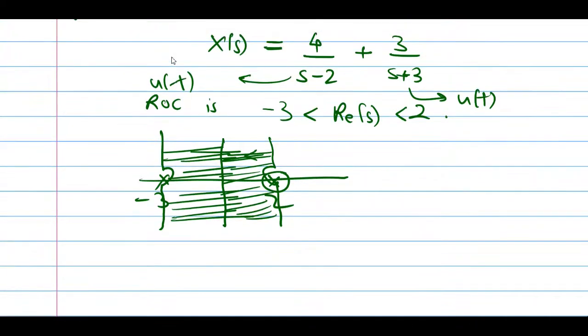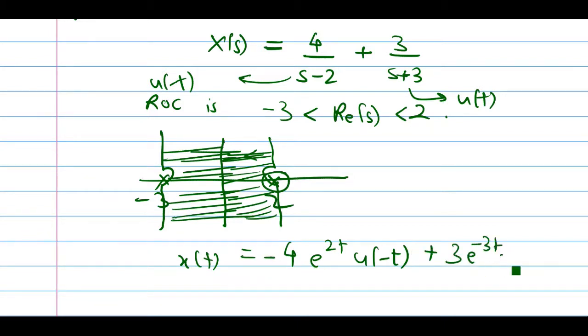So its inverse Laplace is x of t equal to 4 is a constant, e raised to 2t u of minus t. Here minus, so here also minus, plus 3 times e raised to minus 3t u of t. So don't make a mistake here. You should be careful: u of t with u of minus t. So with pole at minus 3, ROC is going towards the right side, so in this u of t will come. With pole at 2, it is going towards the left side, so in this u of minus t will come.